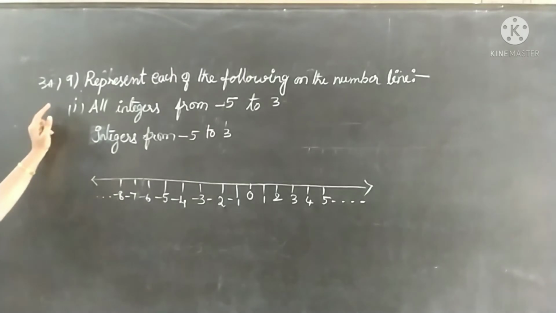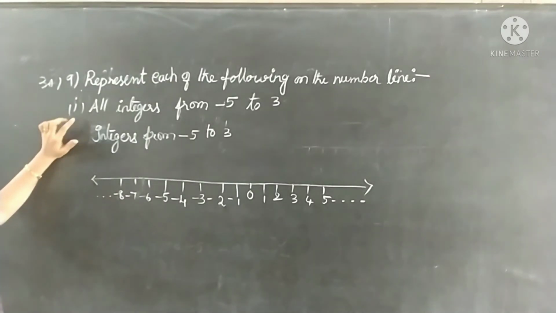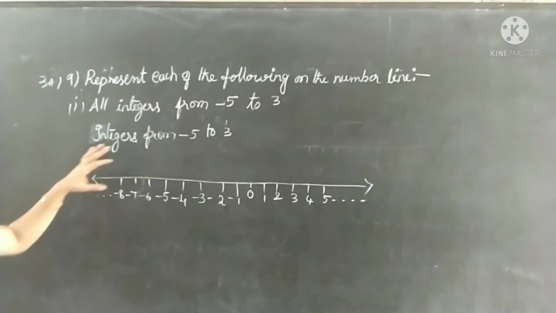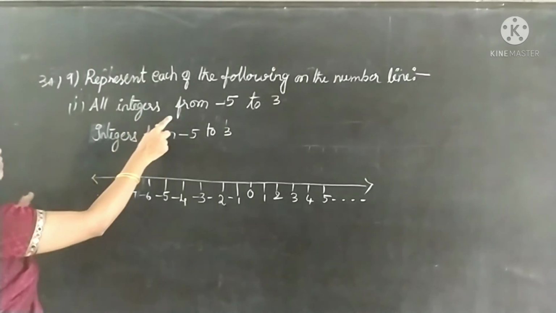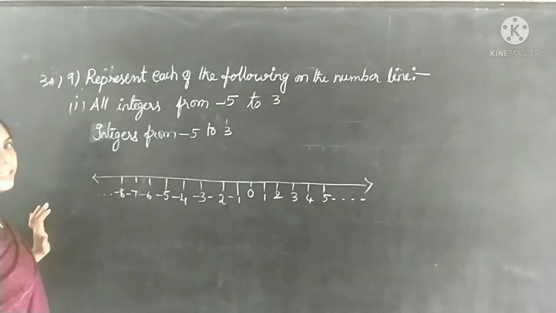So the next question: represent each of the following on the number line. The first one is all integers from -5 to 3. We have to represent the given numbers on the number line. We have to show all the numbers on the number line. What is the first one? All integers we have to write from -5 to 3. You have to write all the integers.